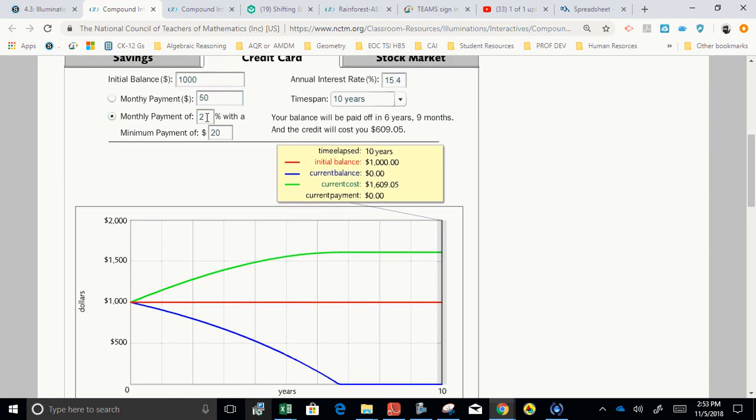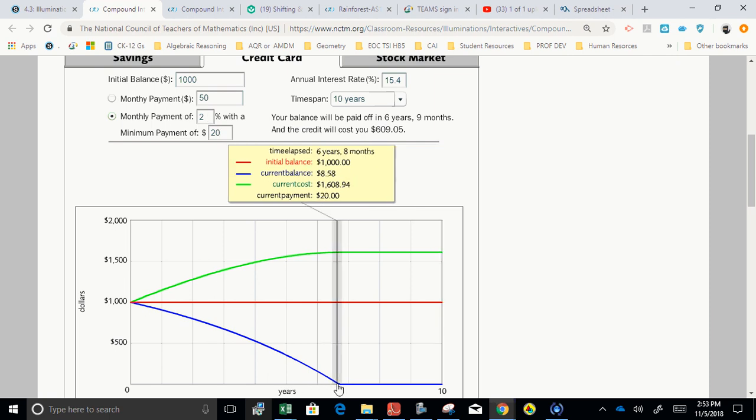Just changing that, look at that. From a 2% minimum, a minimum payment of $20, it now takes 6 years and 9 months, right there. Right there, it's paid off. And it cost me $609.05.